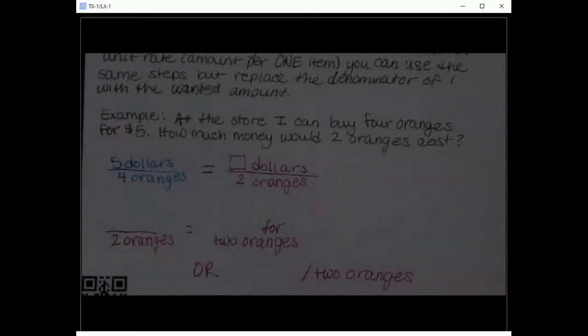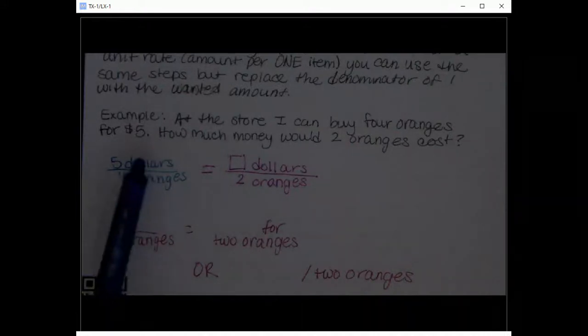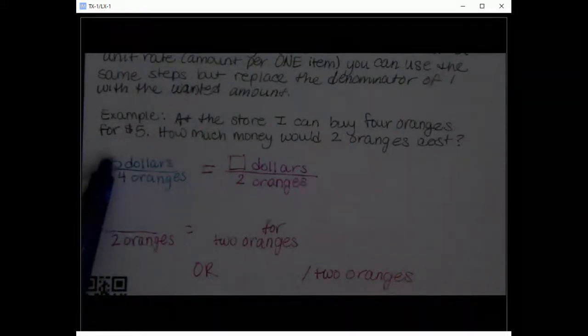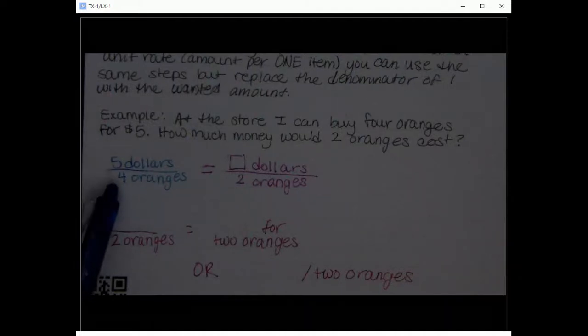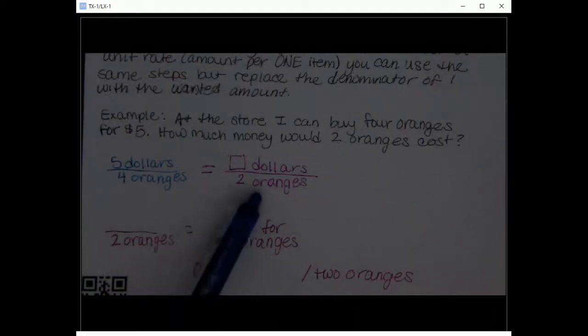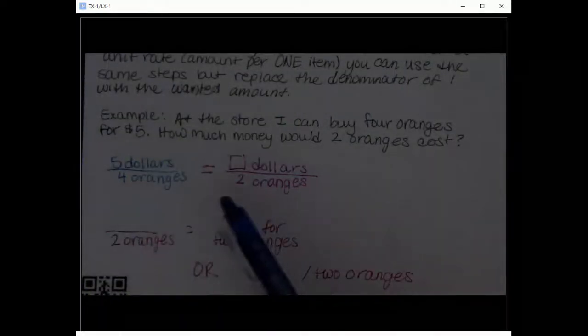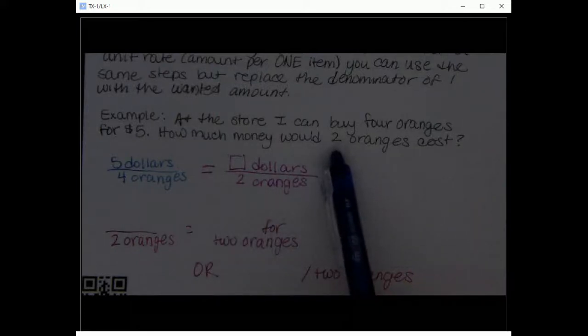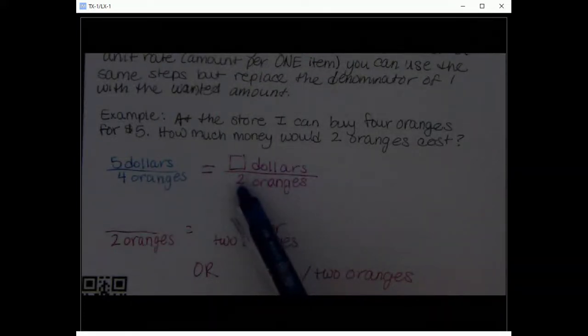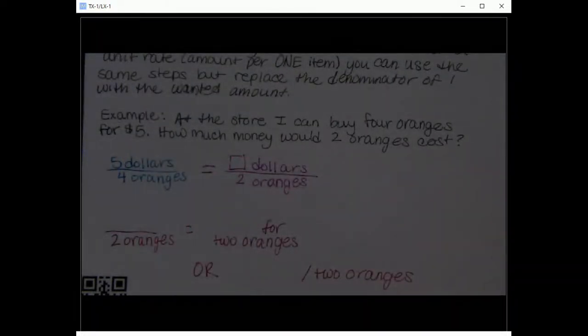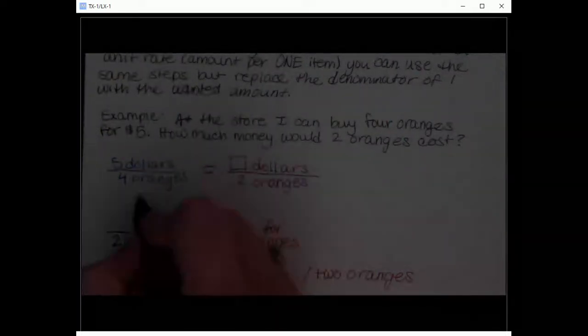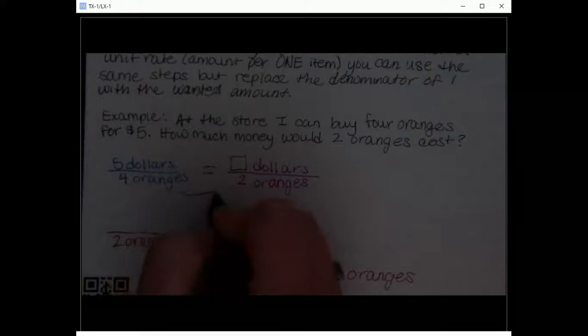So the same thing as before. Step 1 was to write the rate. And in this case, we have $5 on top, 4 oranges on the bottom. We have 4 oranges as a denominator because that's the amount that we have given to us in our problem. So now instead of trying to find 1 orange, we're looking for 2 oranges. Well, again, we're going to follow those exact same steps. First, we're going to divide the denominators. So we can get from 4 to 2 by dividing by 2.